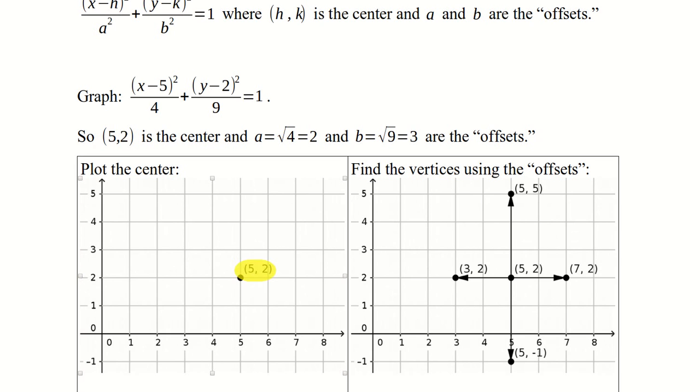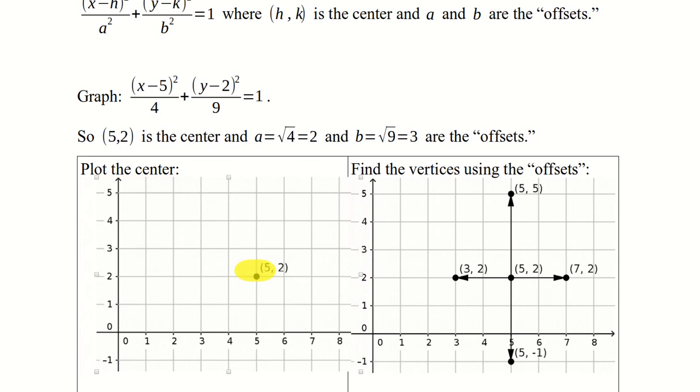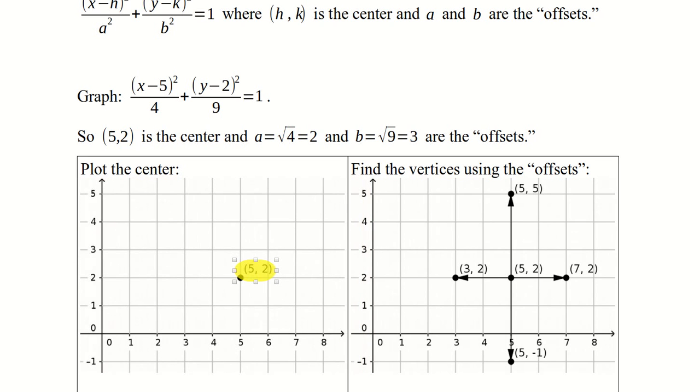You've got to start by plotting the center. The offsets are no use to you if you don't know what they're offset from. Now from that center, in our next step, when we're using the center and the offsets, from that center we go up 3 and down 3. Remember, the vertical offset b is 3. So from the center, we're going 3 units up, and we're going 3 units down. And that finds 2 of our vertices.